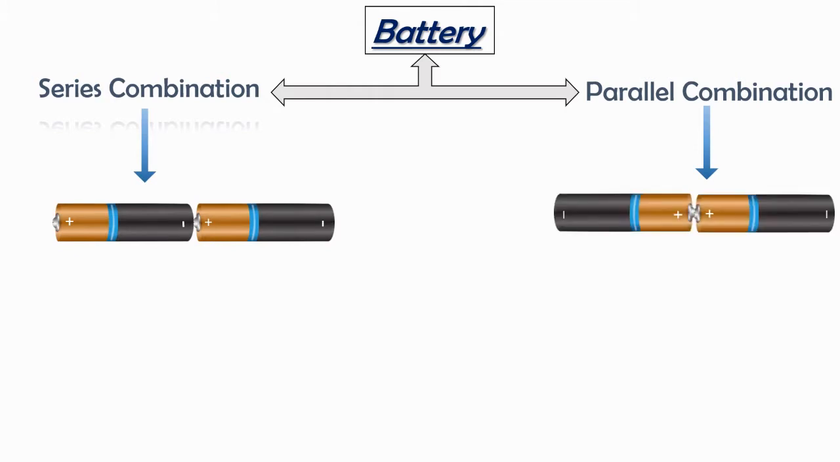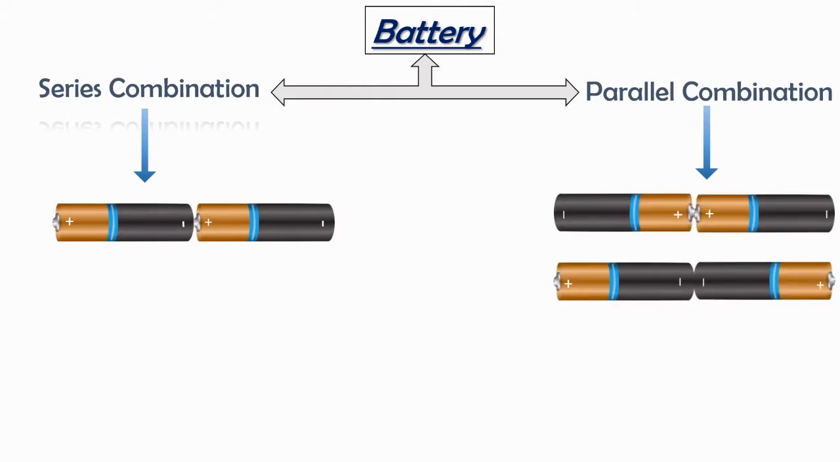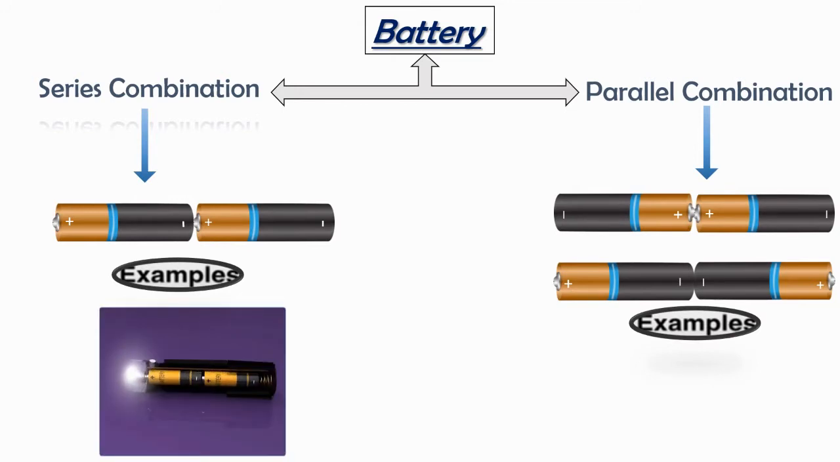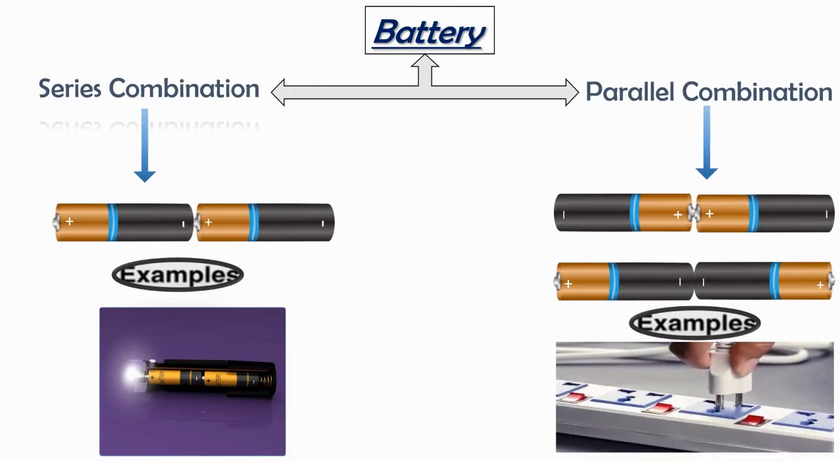Let us study about parallel combination. Parallel combination is when the positive terminals or the negative terminals of the cells are connected together. The example for series combination is an electric torch, whereas the example for parallel combination is an electric board. In today's science class, we will study about series combination of electric cells.